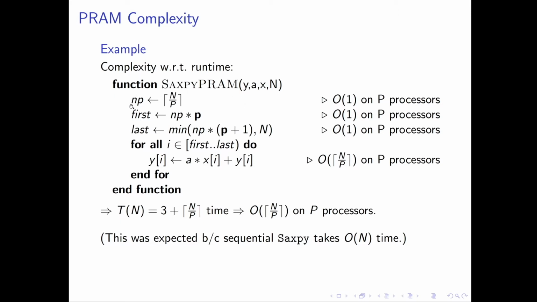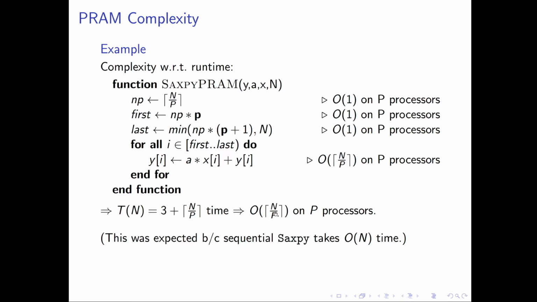So these three assignments obviously are constant time operations, and this is followed by this for loop here, which runs over roughly n over p, and therefore the asymptotic complexity of that is n over p, right? And that gives me the execution time of this parallel algorithm on p processors, and the asymptotic execution time is just O of n over p.